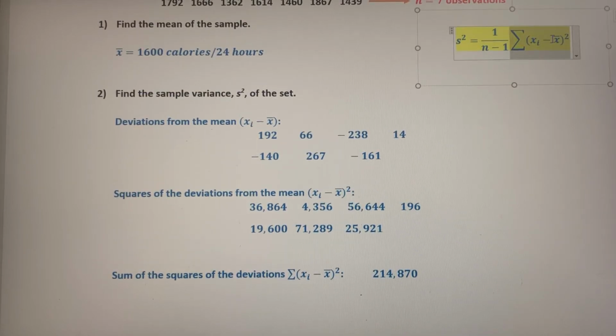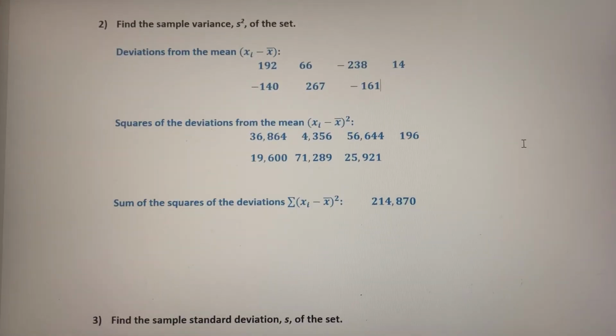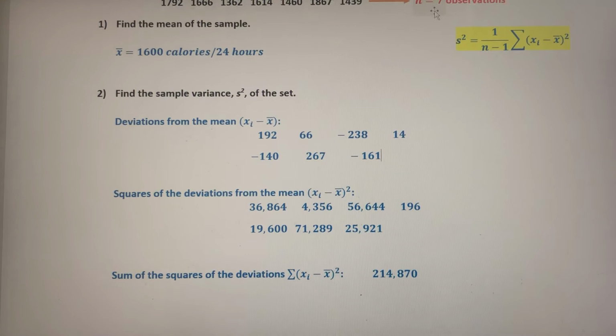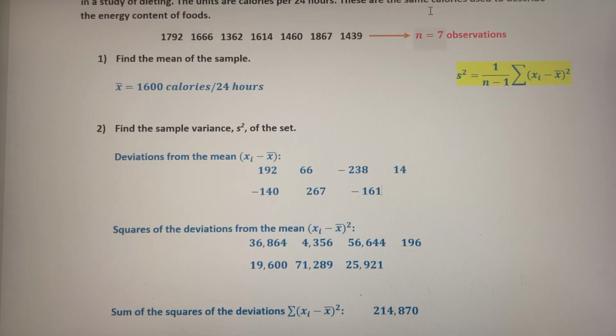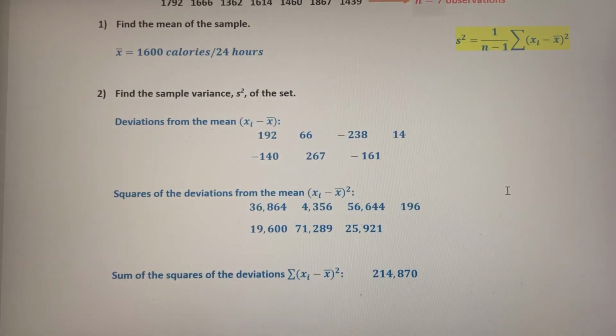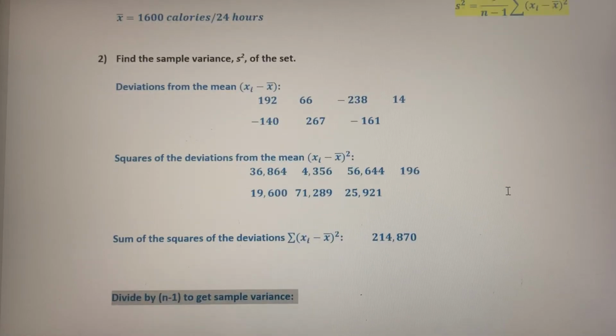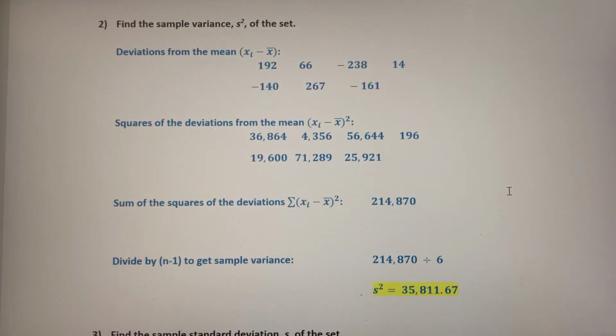Now I've done that part that's highlighted there, okay? So what I want to do now is divide that by n minus 1. Remember, n was equal to 7, okay? So I want to divide by 6, and that's going to give me the variance, the sample variance, okay? So the sample variance in this case is 35,811.67, okay? It's a meaningful number, but it's less meaningful than the standard deviation I'm about to find, okay?